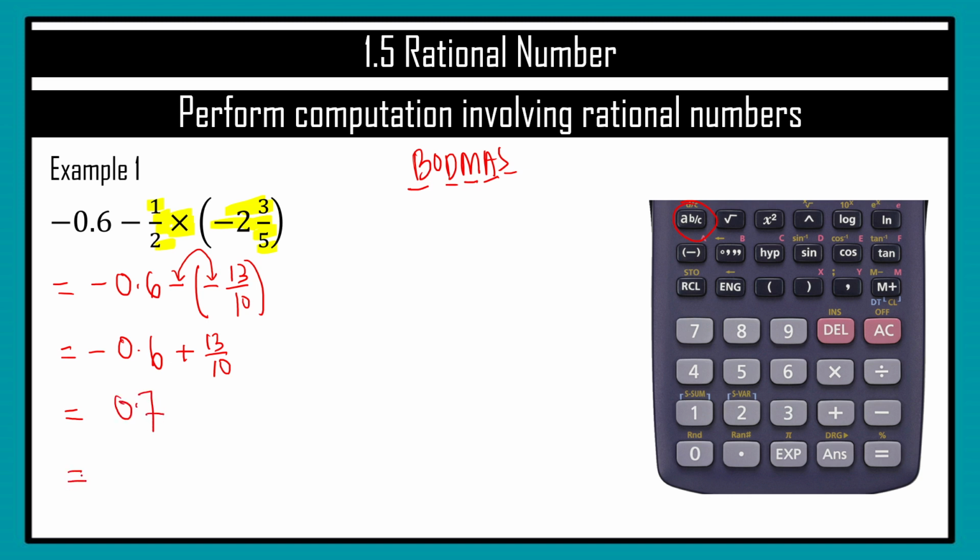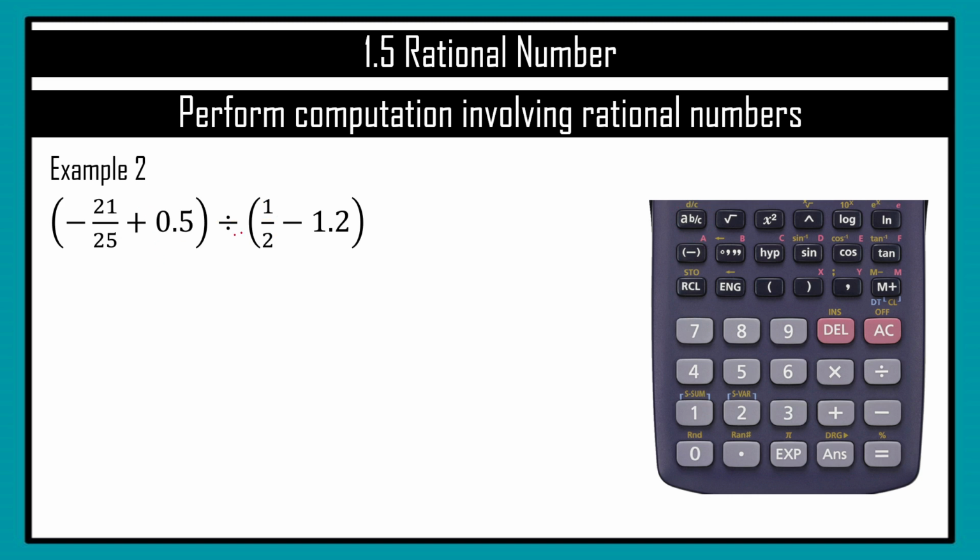Now we are learning rational numbers, which means that the numbers can be written in fractional form. So we're going to change 0.7 to a fraction. You can use shift and then press that fraction button again, which gives you 7 over 10. So this is how we do basic computation involving rational numbers. Let's see another example.